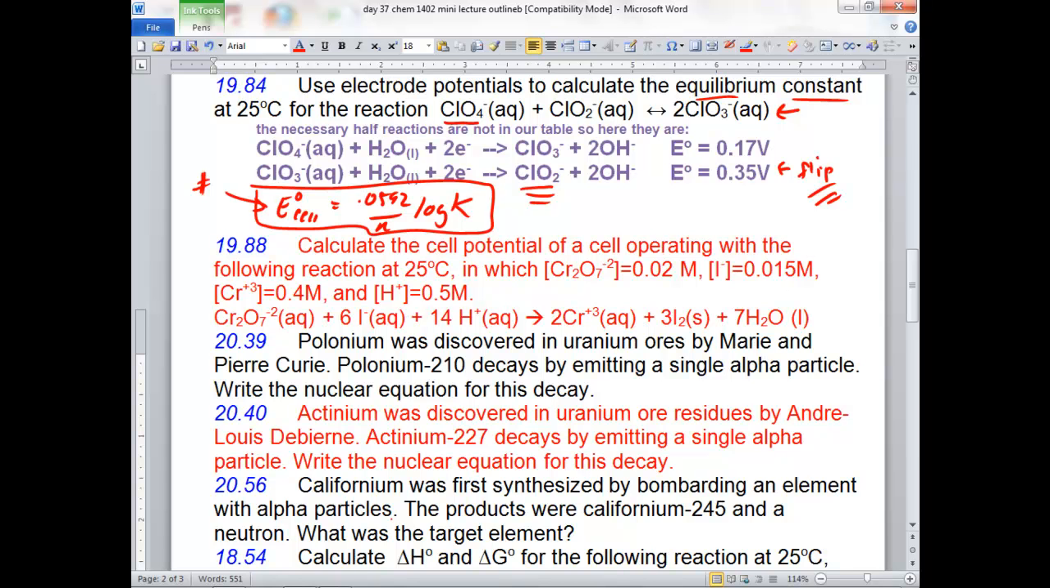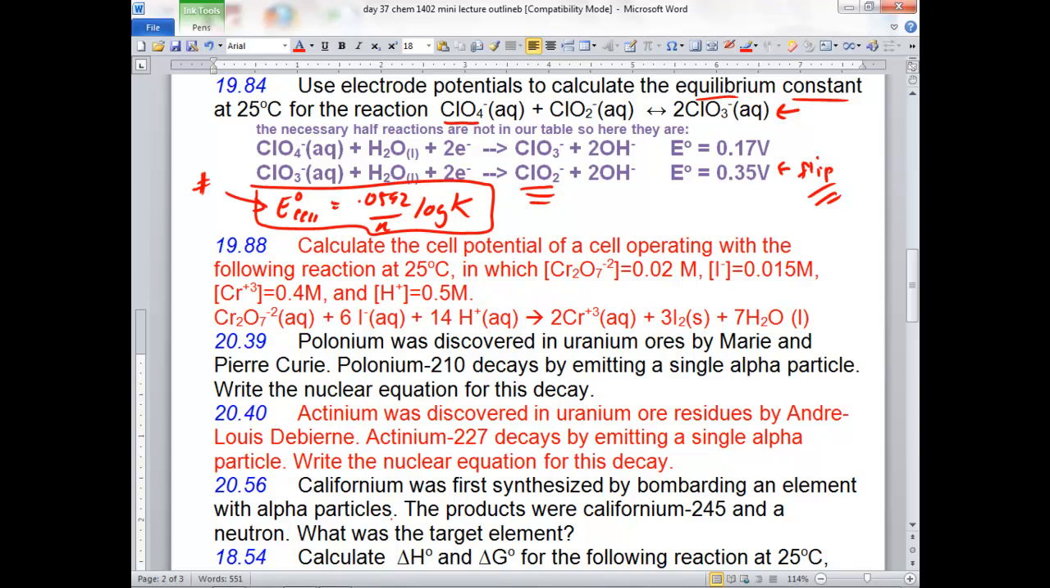You usually would flip the 0.17 because then you get the most positive E0. But in this case, they want to know the equilibrium constant not for the most spontaneous reaction. They want to know the equilibrium constant for that reaction right there, the one in black. So you have to add up the half reactions to get that reaction in black. Otherwise, you're not going to get the right equilibrium constant.